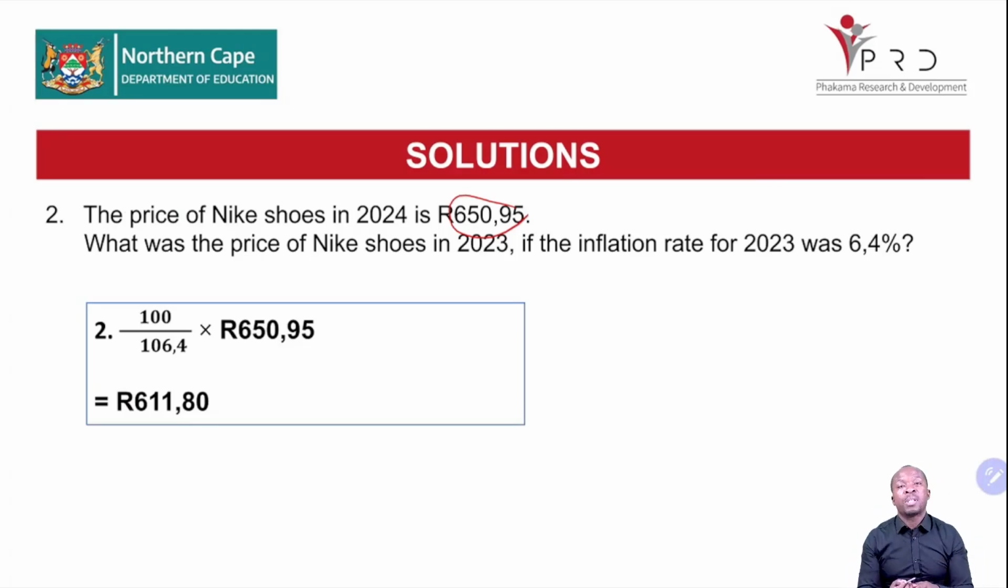Where am I getting 106.4 from? I'm getting it from 100%, which is the original, and the inflation of 6.4. I added those two. That's how I got 106.4.